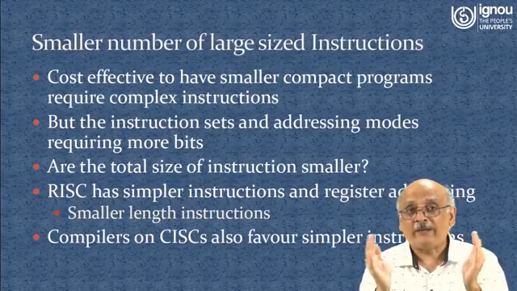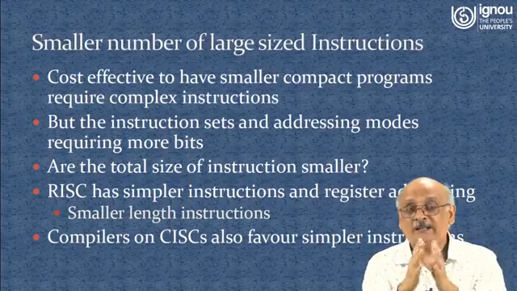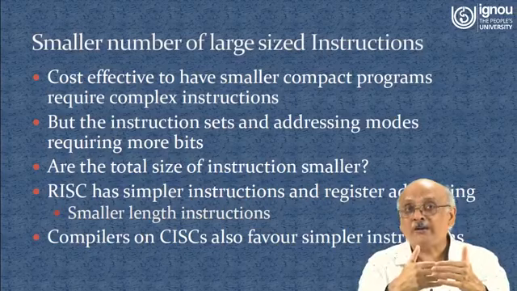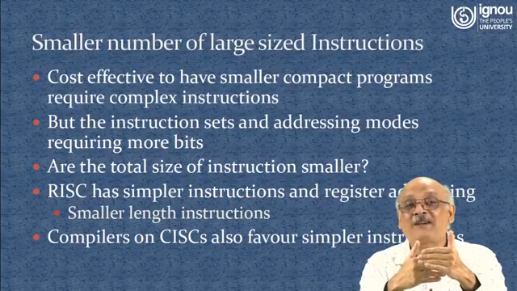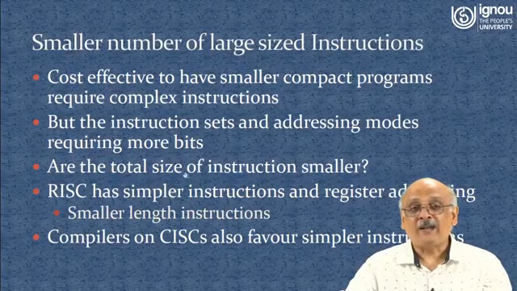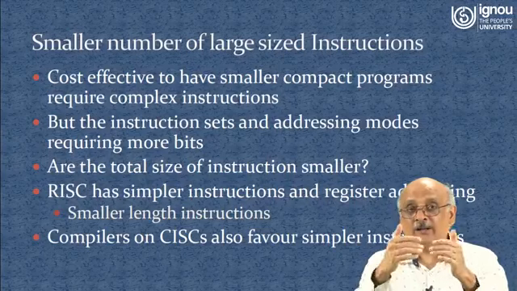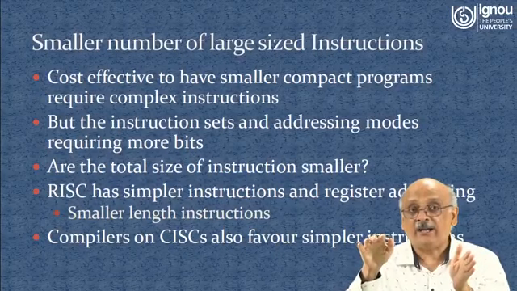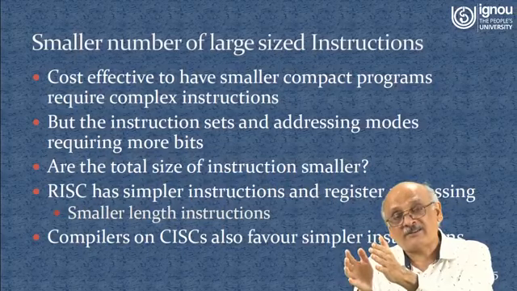That was the idea. Why? Because we are moving instructions into microcode. So the size of an instruction is a bit more, but the number of instructions required to execute a program is lesser. So this is the concept of a smaller number of large size instructions within a program. Okay, so are the total sizes of instructions smaller? If I compute the total size, that is the number of instructions multiplied by the number of bits, is it going to be smaller than when we are using a reduced instruction set computer?